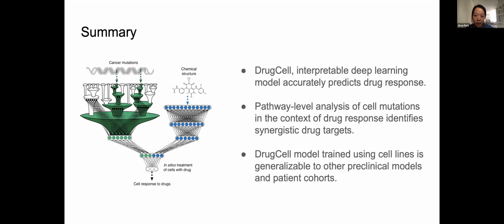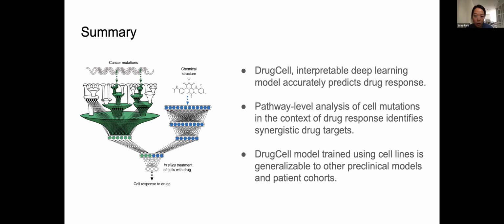With all that said, let me summarize what I have presented so far. Today, I introduced an interpretable deep learning model for drug response prediction and have shown that its predictive performance was not compromised too much to gain the interpretability. And the interpretation of the model highlights synergistic drug combinations, and relevant findings are validated using the preclinical models and patient population data as well, indicating the model's generalizability. So I hope I convinced you that DrugCell has great potential to aid the improvement of clinical trials.